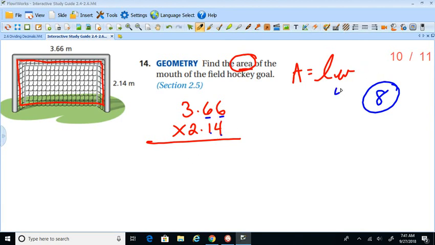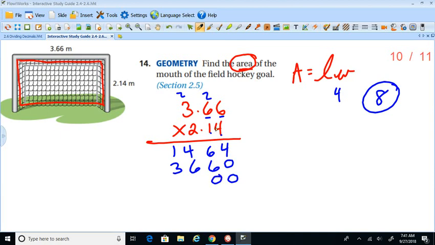4 times 6 is 24. 24 and 2 is 26. 12 and 2 is 14. Placeholder. 1 times 6, 1 times 6, 1 times 3. Now I put 2 zeros because I'm moving 2 place values over. So I have 2 placeholders. And it's the 2's turn.